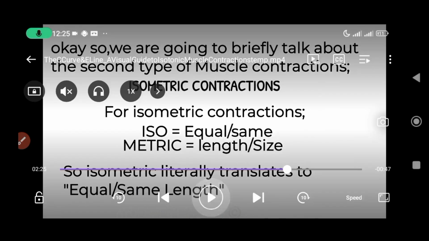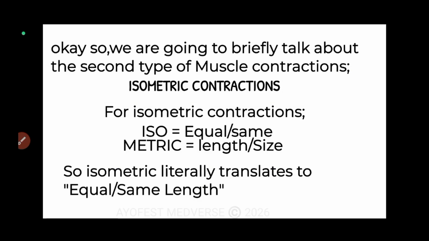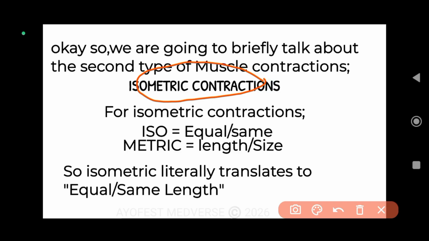Okay, so the second type of muscle contractions aside from isotonic is isometric. So this is the second type. I'm going to be briefly talking about this one. So for isometric, just like isotonic, we're going to break down the word into iso and metric. So iso means equal or same, and metric is like measurements, length or size. So it literally translates to equal or same lengths.